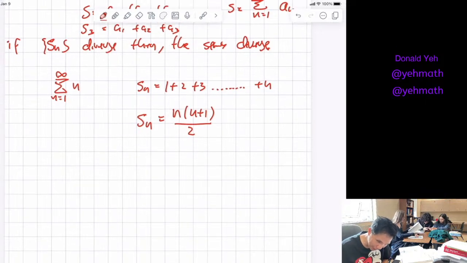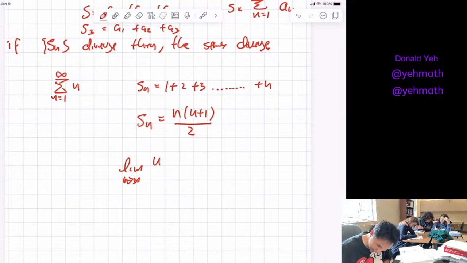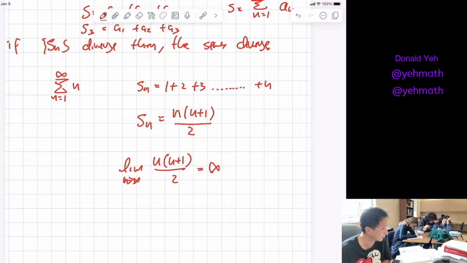Now, if you take the limit of this as n approaches infinity, you're going to get n times (n plus 1) over 2. That's equal to infinity because it's not going to be defined. The bottom is the same, but the numerator keeps on going, so that is going to be infinite. If it's infinite, then it diverges.